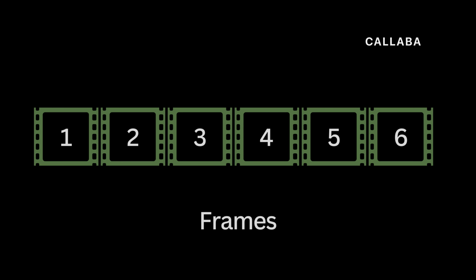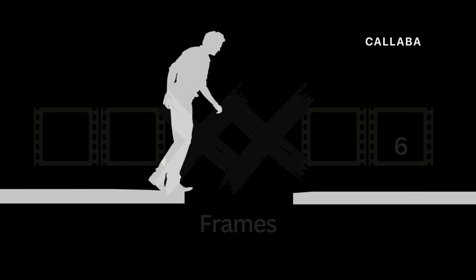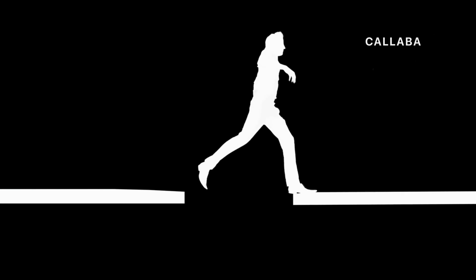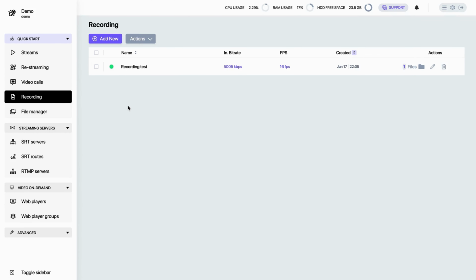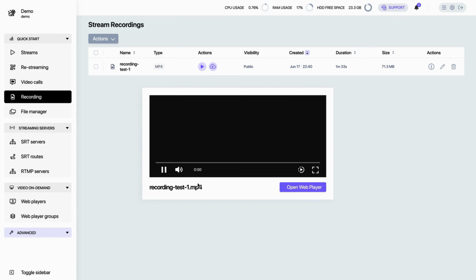Great. However, since there were no video frames for a period of time, there will be a gap in our video, meaning there will be a moment where the video jumps forward. Let's demonstrate what this effect looks like. To do that, we need to stop our recording and wait for the file to process. Once that's done, we can play back the file.